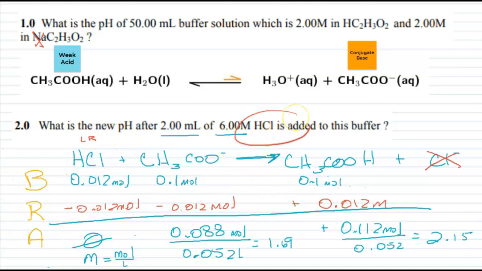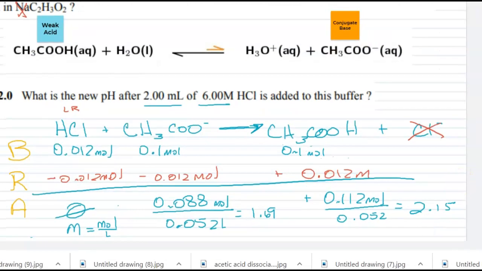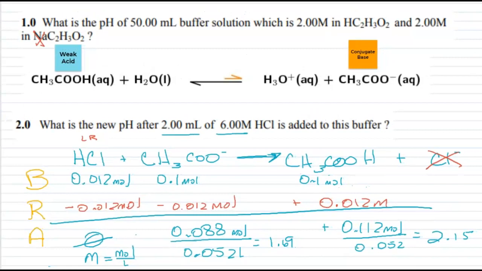I added an acid to my solution. My acid reacted with the base to form more acid. So I should have a higher molarity of my acid because I created more acid. So now I have two new concentrations. I have a 1.69 molar acetate concentration and a 2.15 molar acetic acid concentration.